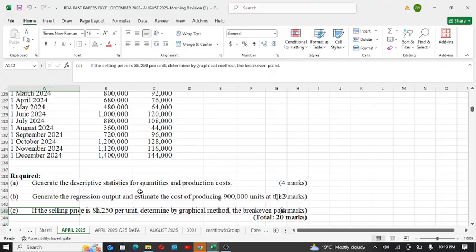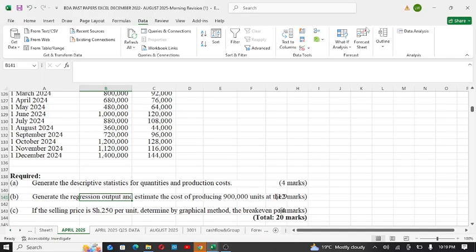Ladies and gentlemen, we need to make use of data analysis. So we need to find descriptive and also regression. So from your laptop, just confirm that you have data analysis. Just come here to data and confirm if you have data analysis. Some of you, maybe you are using old laptops, maybe you don't have this option. I want to show you in a simple step how to activate this on your laptop.